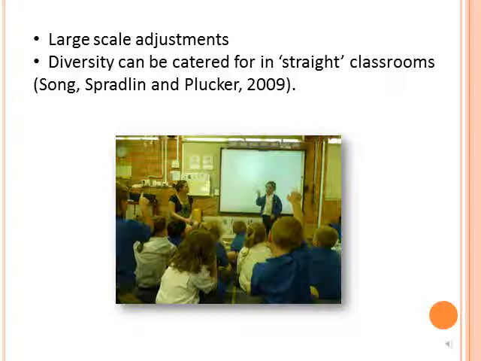Song, Spradlin and Plucker, 2009, believe that diversity can be successfully catered for using regular mainstream or straight classrooms. These classrooms are made up of children from similar age groups. This method of education has been successfully used for hundreds of years. However, schools are now faced with an increasing range of diversities between students, and I believe that multi-age classrooms are better suited to ensure each child gets the quality education that they deserve.